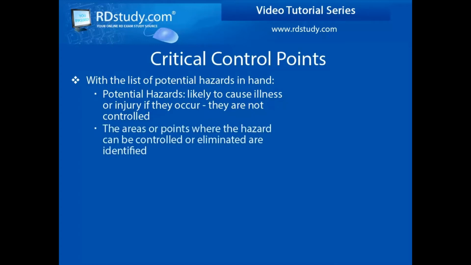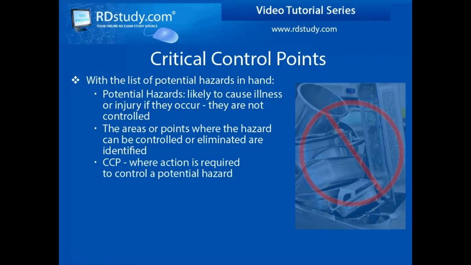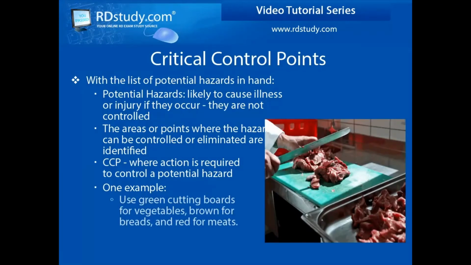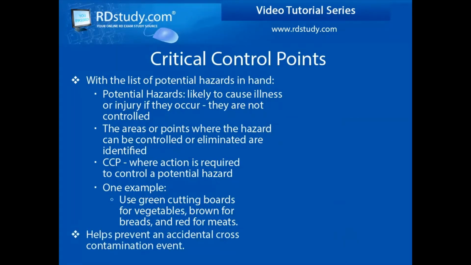Step 2 determines the locations or points within the flow of food where the identified potential hazards can be controlled and reduced to safe levels, or if possible, eliminated. This point where action is required to be taken to control the threat is a critical control point. There may be one or more CCPs for a particular food item, depending upon what the food item is, its ingredients, how the product is prepared, how it is distributed, and how it is consumed by the end consumer. As one possible example, the segregation of cutting boards so that vegetables are always cut on green cutting boards, breads are cut on brown, and meats on red can help reduce a possible cross-contamination issue.